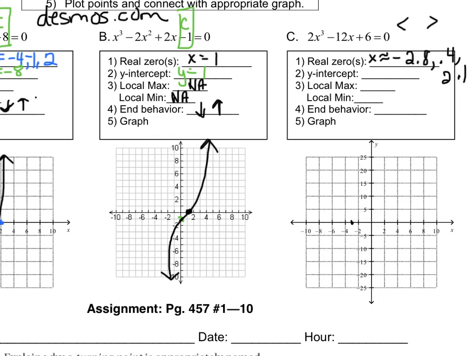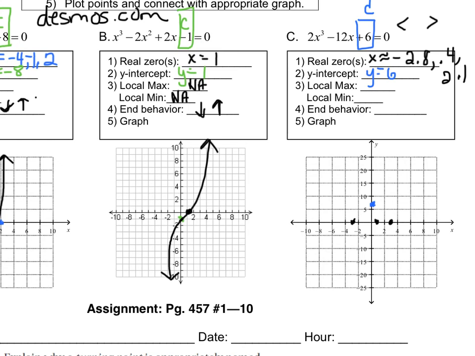Negative 2.8, so almost to negative 3. 0.4 is going to be pretty close to the y-axis right there. And 2.1 will be just past the 2. The y-intercept we can find because it is the plain number with no letters, so the y-intercept is 6. I'll put a dot just above the 5.